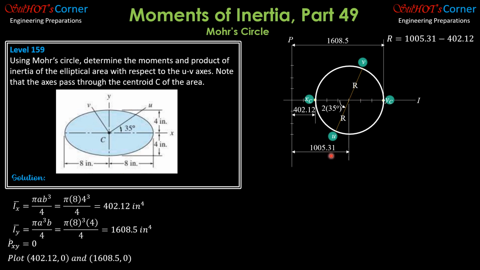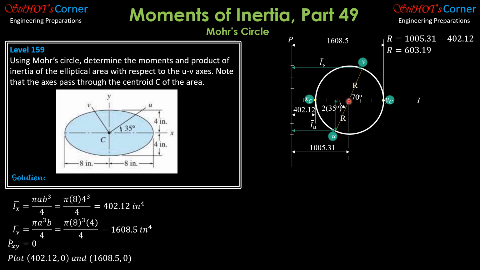So R is 1005.31 minus 402.12, or 1608.5 minus 1005.31. It's the same. So R is equal to 603.19 inches to the fourth. Having found R, we indicate this as I bar u, then this one is I bar v, and the product of inertia is this one. It is below the principal axis, therefore it is negative.